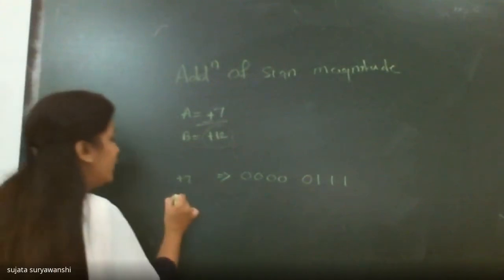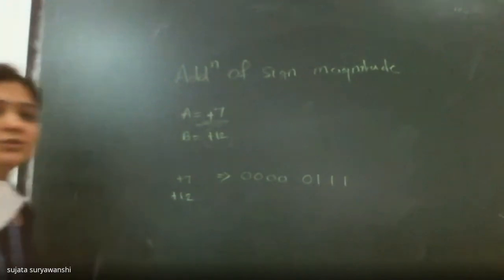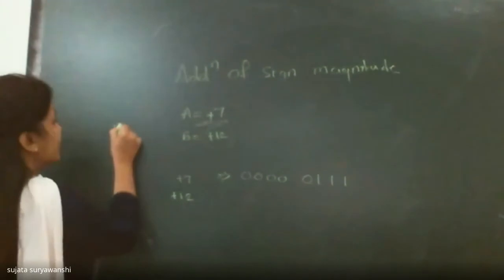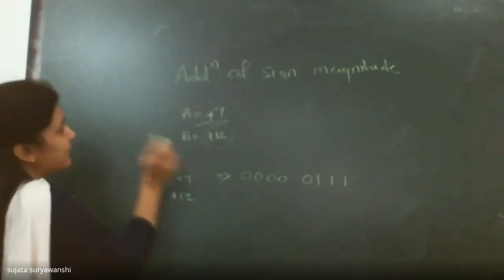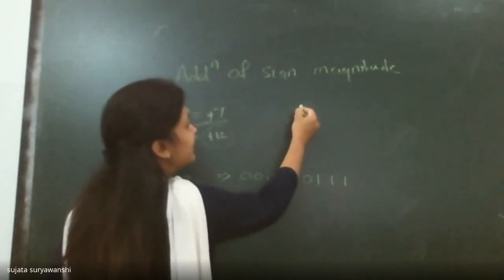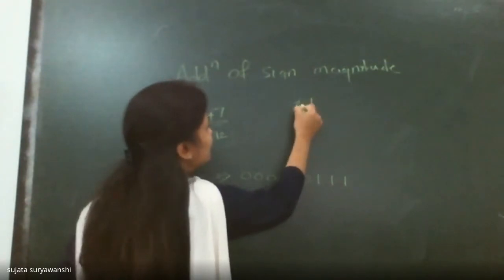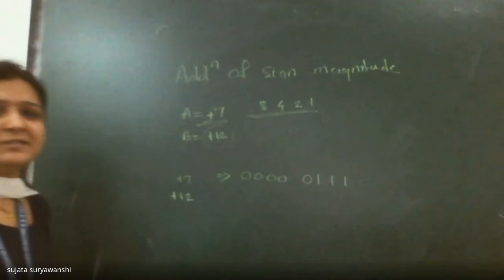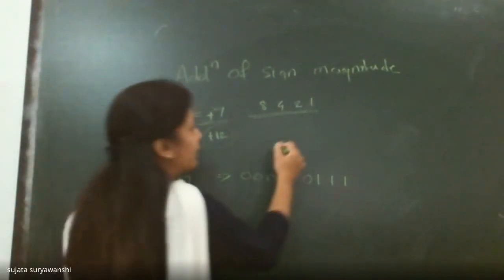After that, how do you represent 12? Can anyone tell me, what is the binary equivalent of 12? 12 means 1100. Very good. 8 plus 4. As I told in the previous lecture, every time you have to remember the weightage of each bit of a binary number: 1, 2, 4 and 8.